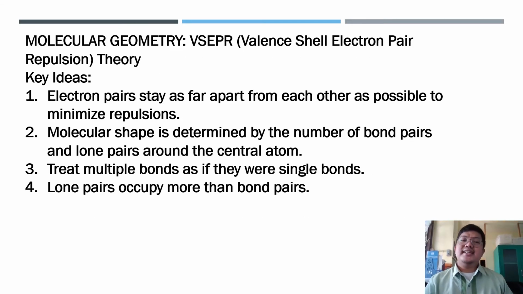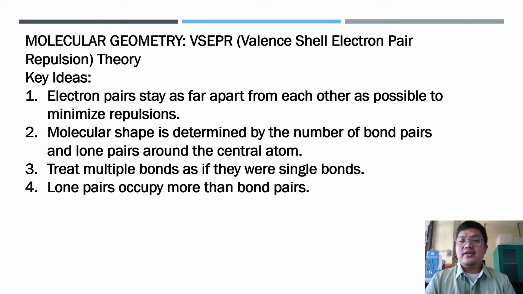These are the key ideas of molecular geometry or the valence shell electron pair repulsion theory. Number 1, electron pairs stay as far apart from each other as possible to minimize repulsion. So in Tagalog, yung mga electron pairs daw, medyo malayo sa isa't isa para maiwasan yung pagbabanggaan, para hindi sila magbanggaan, stay far from each other, something like that.